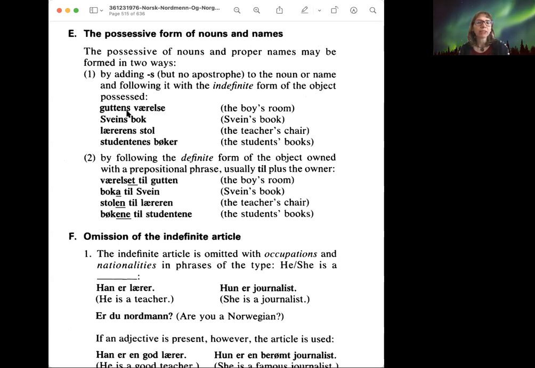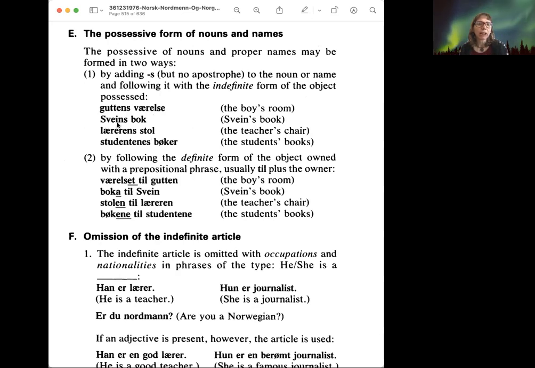So we can say guttens værelse, which means the boy's room. And here you have the S, but without apostrophe. And værelse is in the indefinite form. So we don't say guttens værelsen. That would be wrong. Værelse is neuter, so we would not say guttens værelse with a T. We do say guttens værelse because the E is there. And when we have the T, we don't say the T anyway, so it would sound the same. But don't add the T when you're writing it. It would just be guttens værelse.